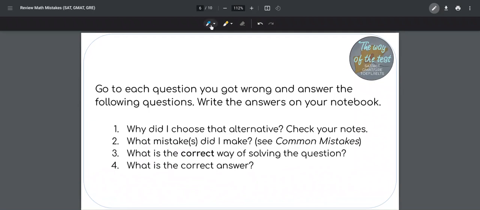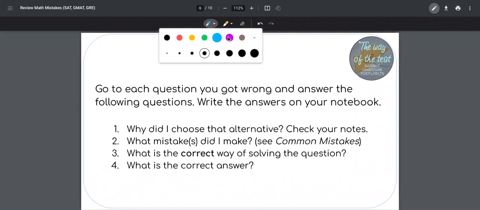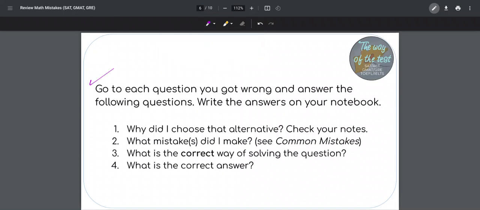So the method consists of going back. You go to the question, you go to your mistake, and then you answer the following questions and you write down the answers. Remember, you want to keep track of the answers. So first, why did I choose that alternative? This is the same question as in the reading section, which is, what did I do? What was I thinking? What was my process? What is my procedure? You can check your notes to answer that question.